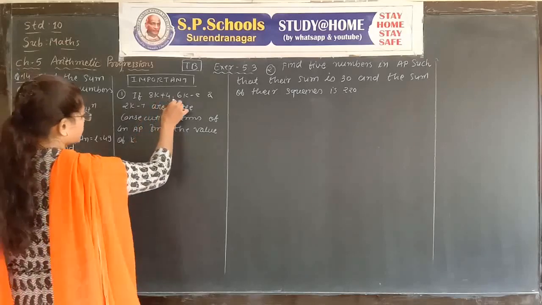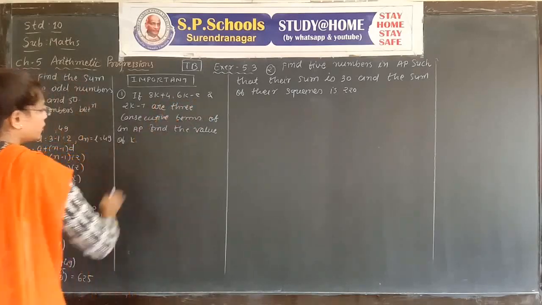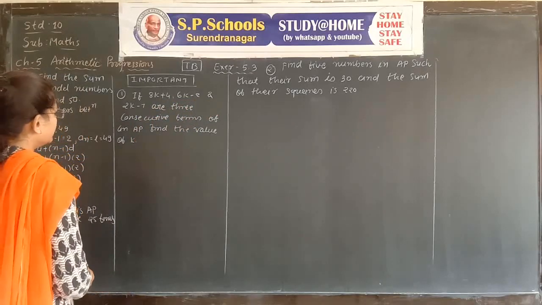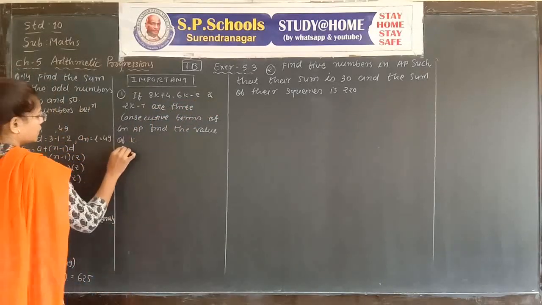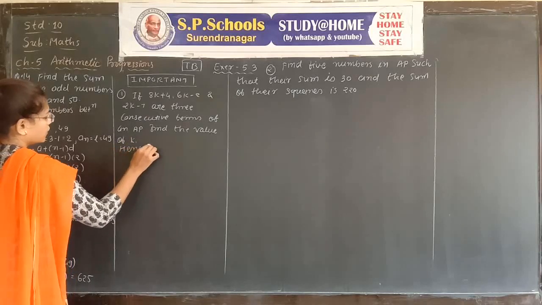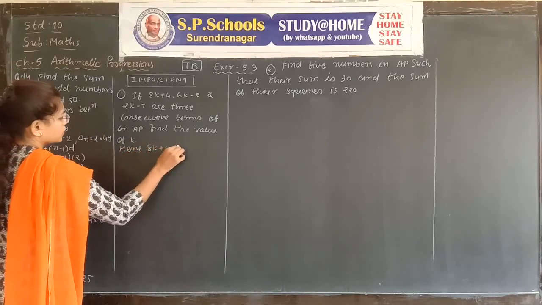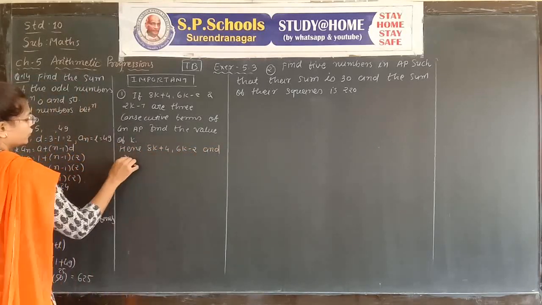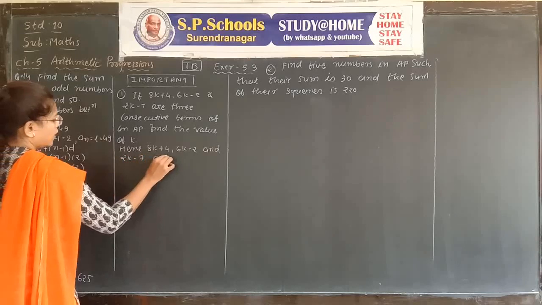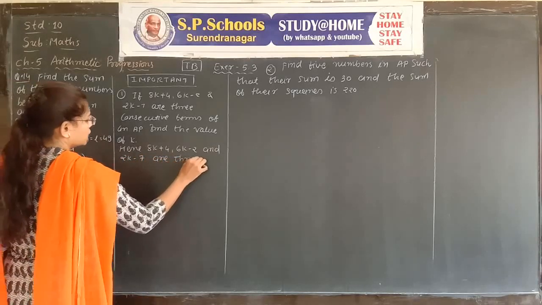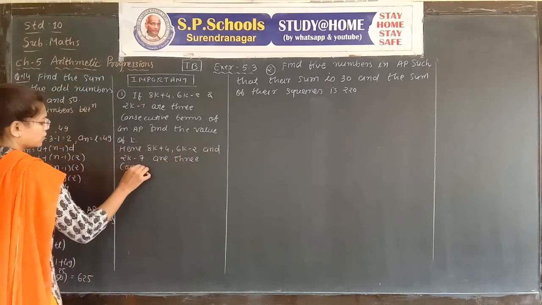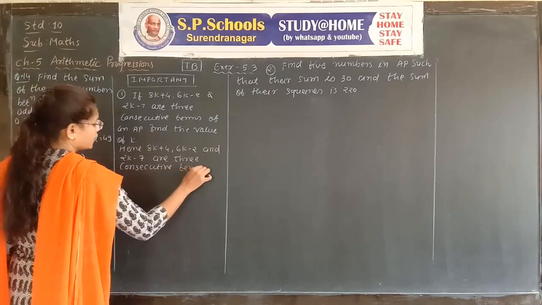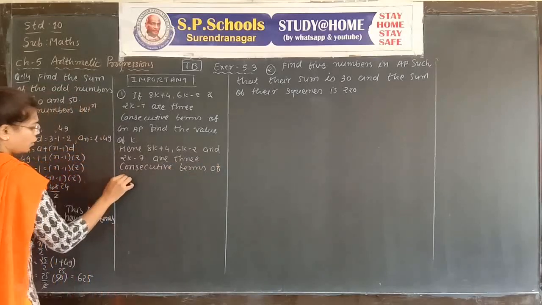If 8k plus 4, 6k minus 2 and 2k minus 7 are three consecutive terms of an AP, find the value of k. Here 8k plus 4, 6k minus 2 and 2k minus 7 are three consecutive terms of an AP.